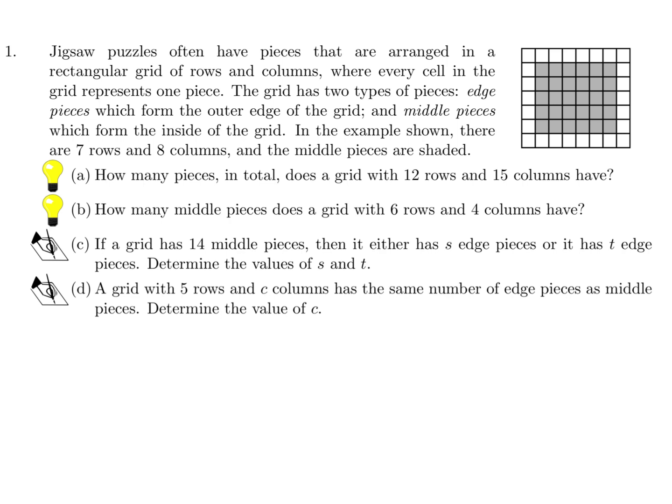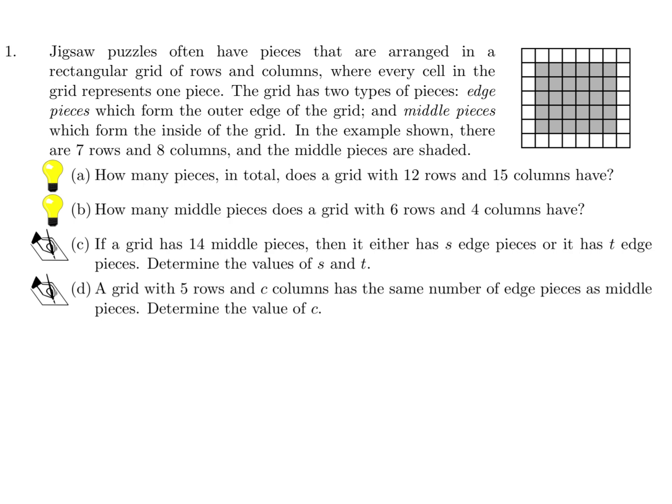Jigsaw puzzles often have pieces that are arranged in a rectangular grid of rows and columns, where every cell in the grid represents one piece. The grid has two types of pieces: edge pieces which form the outer edge of the grid, and middle pieces which form the inside of the grid. In the example shown, there are 7 rows and 8 columns, and the middle pieces are shaded. How many pieces in total does a 12 by 15 grid have?